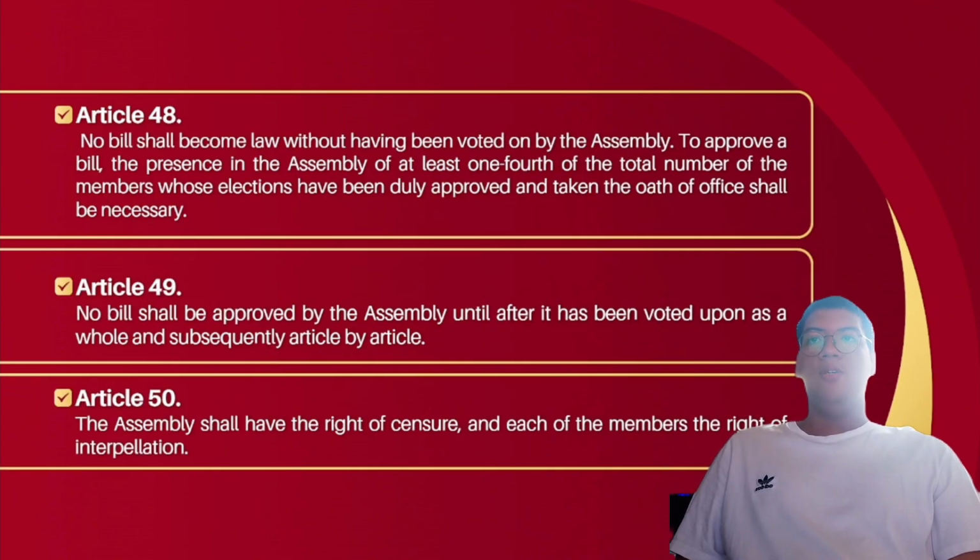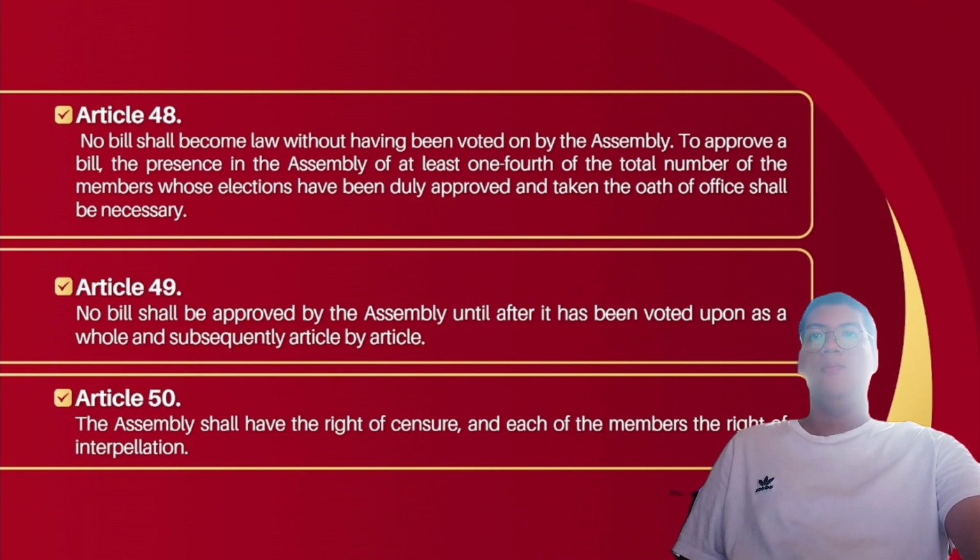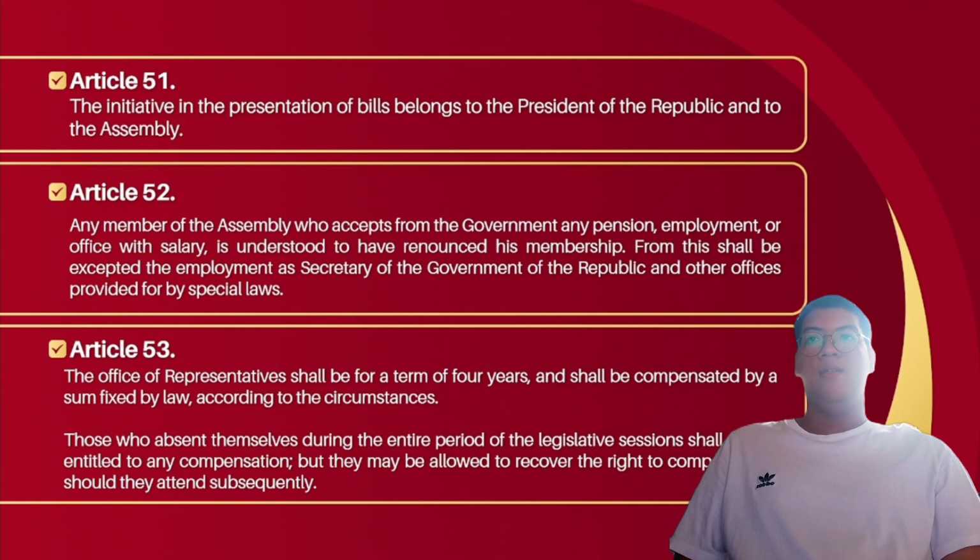Article 48. No bill shall become law without having been voted on by the Assembly. To approve a bill, the presence in the Assembly of at least one-fourth of the total number of the members whose election has been duly approved and who have taken the oath of office shall be necessary. Article 49. No bill shall be approved by the Assembly until it has been voted upon as a whole and subsequently article by article. Article 50. The Assembly shall have the right of censure of each of the members, the right of interpellation. Article 51. The initiative of bills belongs to the President of the Republic and to the Assembly.